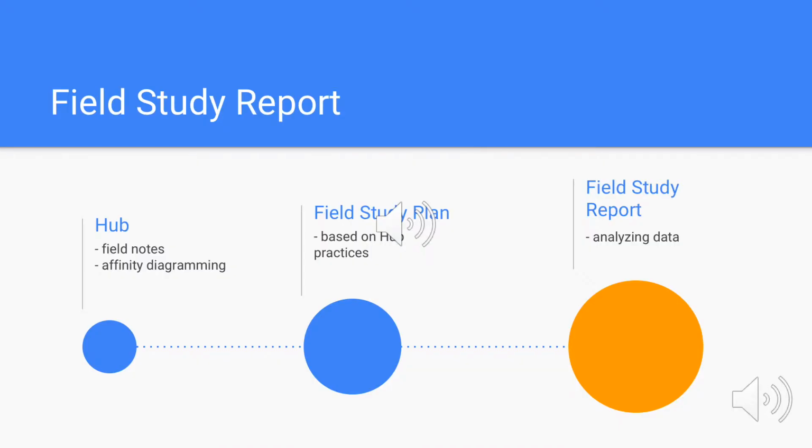So we started off with the hub, and it was my first taste of field research. It was actually a quite calming experience to sit there and observe people. Maybe it's similar to the idea of people watching that made it feel so intuitive. This prepped me to create the field study plan that was based on the hub practices that we had learned, and then furthermore, the field study report that analyzed the data.